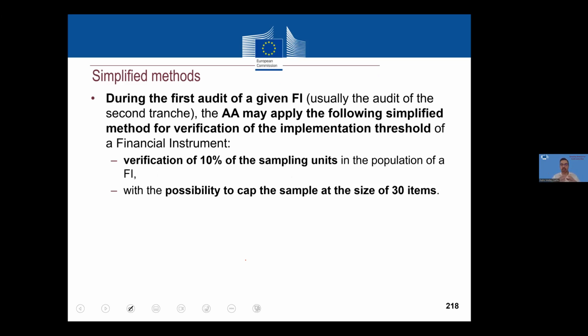What is very important is to state that during the first audit of a financial instrument, you are able to apply a simplified methodology for the implementation of this threshold, either with verification of 10% of the sampling units in the population of the financial instrument, and also with the possibility to cap the sample size to 30. So the simplified methodology means at least 10% of the units to a maximum of 30 units.